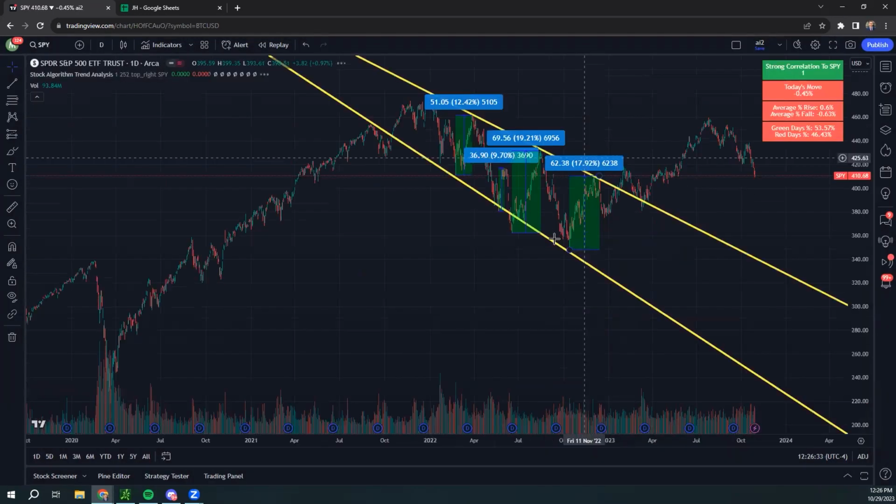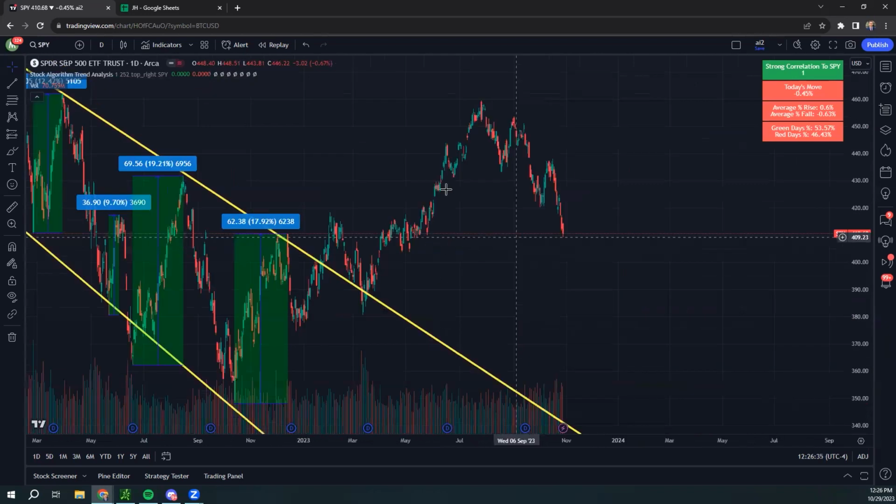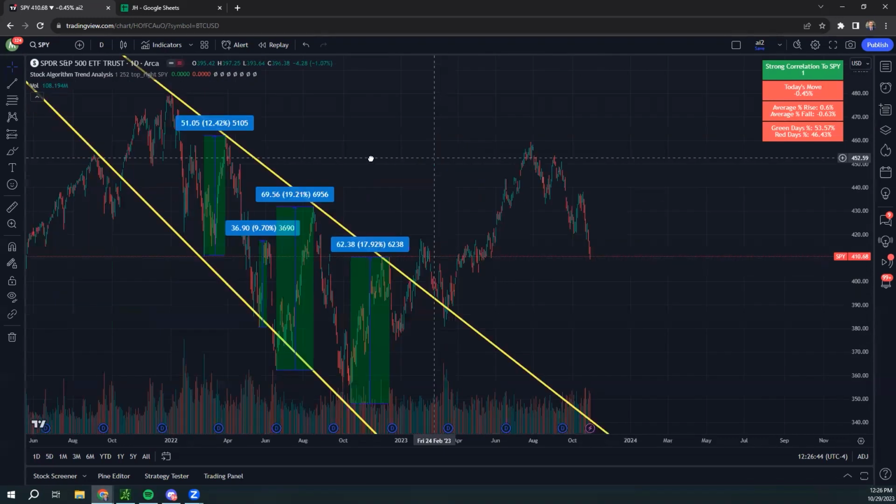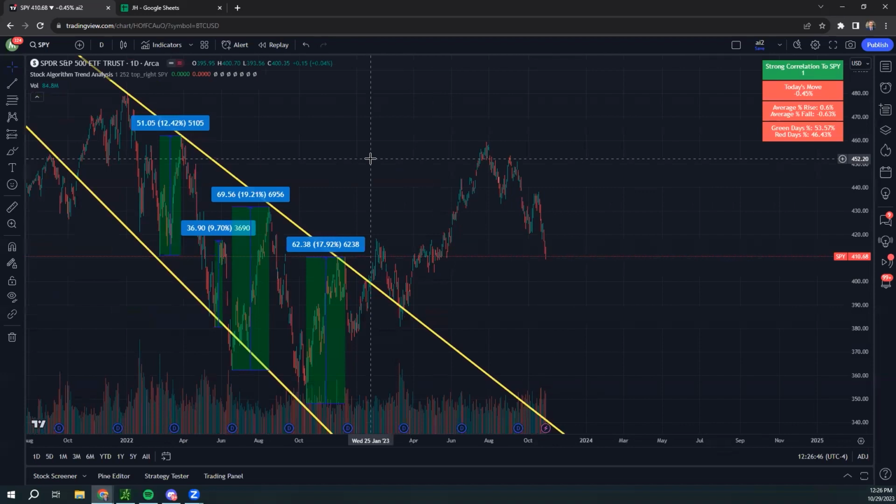But with everything being said, the current price action that we're seeing now is great for short puts, and if the market continues to fall, that'll present even more great opportunities for shorting put options.